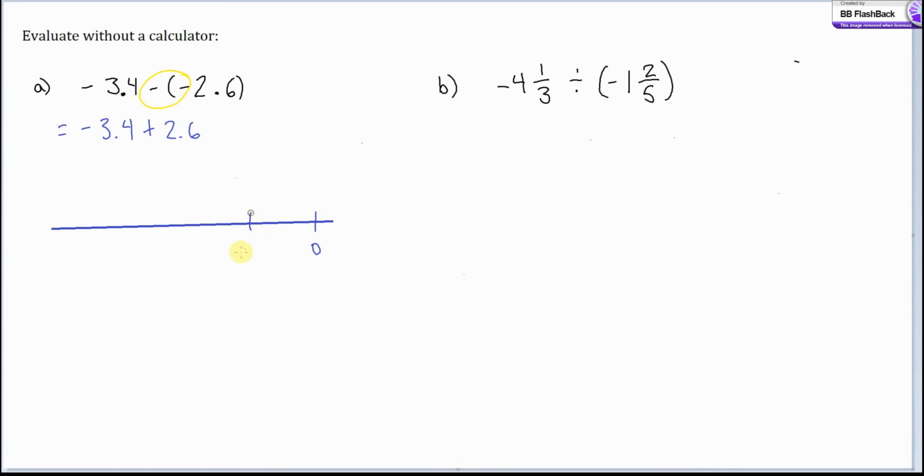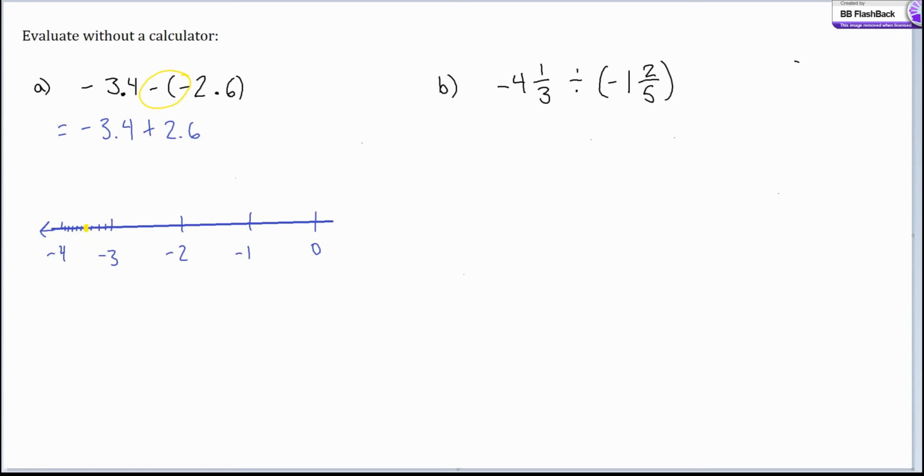0, negative 1, negative 2, negative 3, negative 4. So we're going to start with negative 3.4. That's going to be almost halfway between negative 3 and negative 4. 1, 2, 3, 4, 5, 6, 7, 8, 9, 10. So we have 10 tick marks here. Negative 3.1, negative 3.2, negative 3.3, negative 3.4. So right here is where we're going to start.